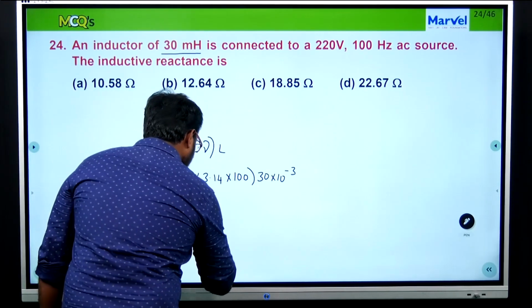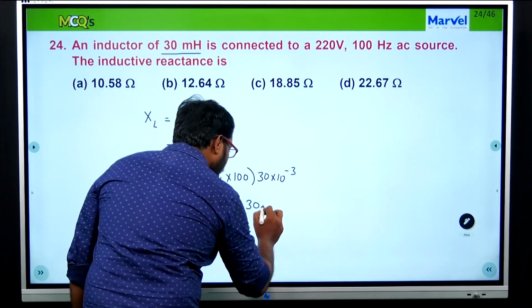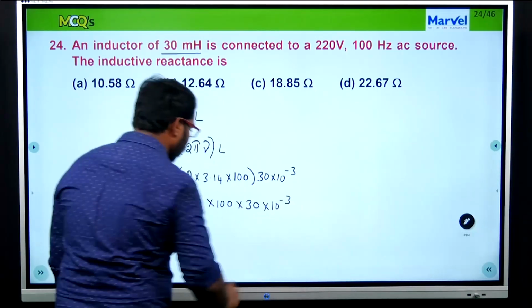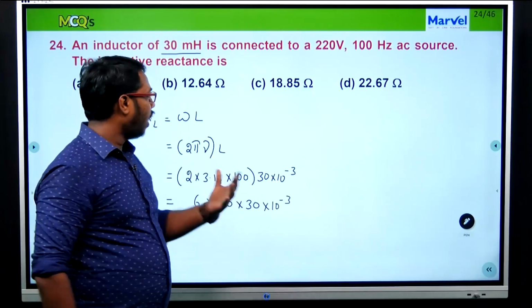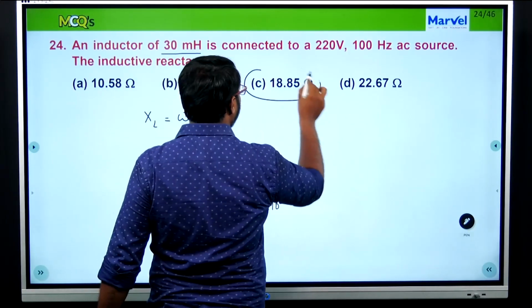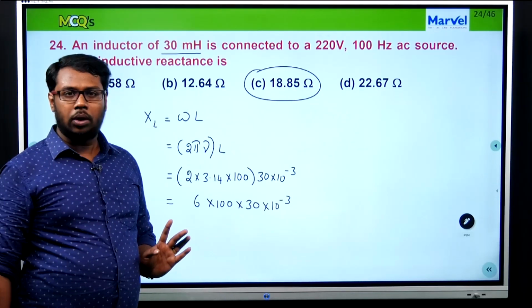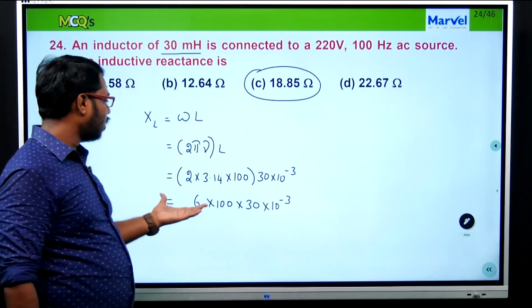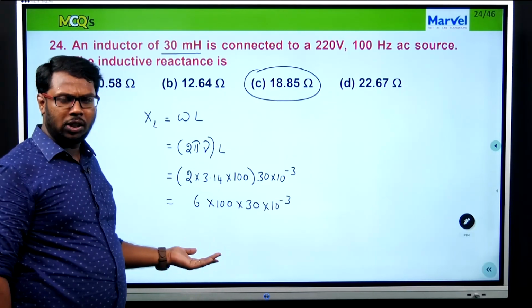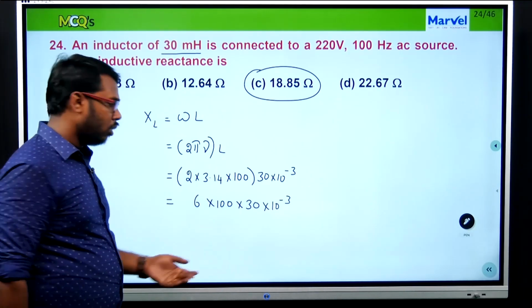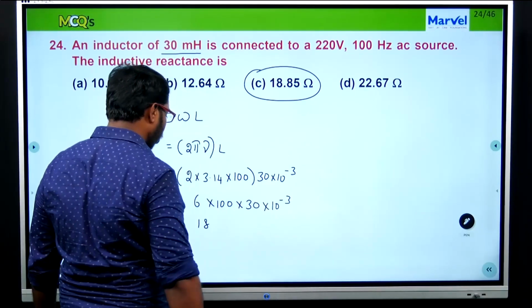So this is 6 into 100 into 30 into 10 power minus 3. 6 into 3 will give you 18. So from this I realize that my answer is going to start as 18. This itself will conclude my answer. Because it's a multiple choice question, I necessarily don't have to do any multiplication further. But since it's a teaching course, I would like to multiply it further. See, 6 3s are 18, and 10 power 3 and 10 power minus 3 go off.